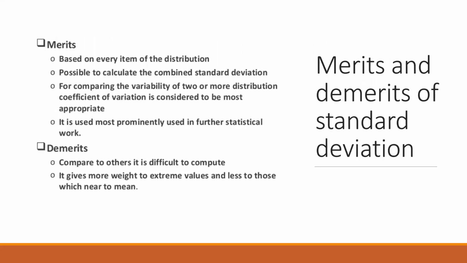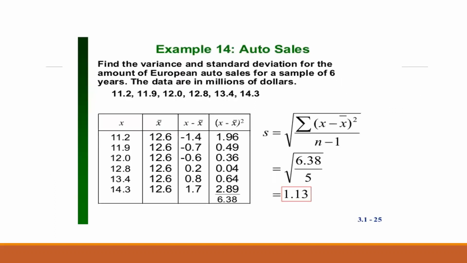So what are the merits and demerits of standard deviation? The merits are that standard deviation is based on every item of the distribution, and it's possible to calculate the combined standard deviation as well as the mean. For comparing the variability of two or more distributions, the coefficient of variation is considered the most appropriate, and it's also most prominently used in further statistical work. The demerits are that, compared to others, it is difficult to compute, and it gives more weight to extreme values and less to those near the mean.